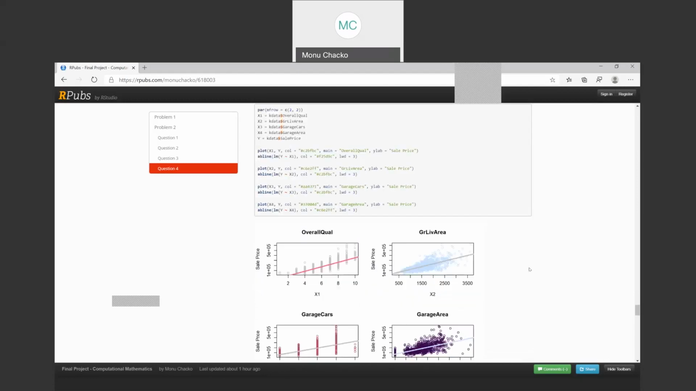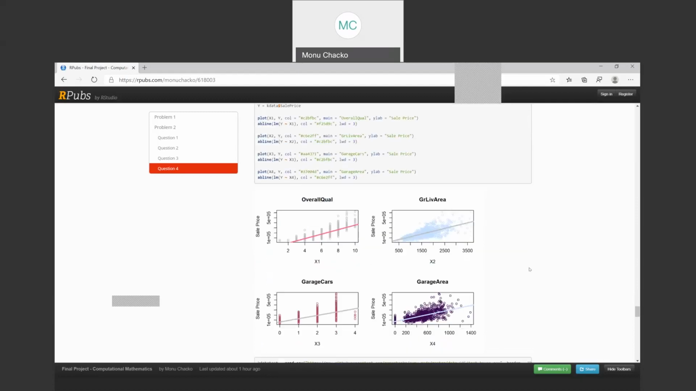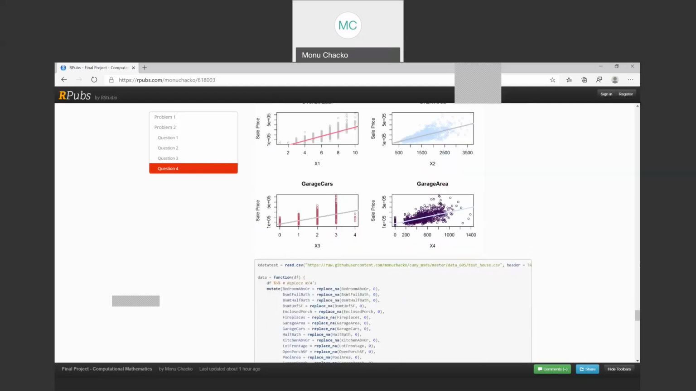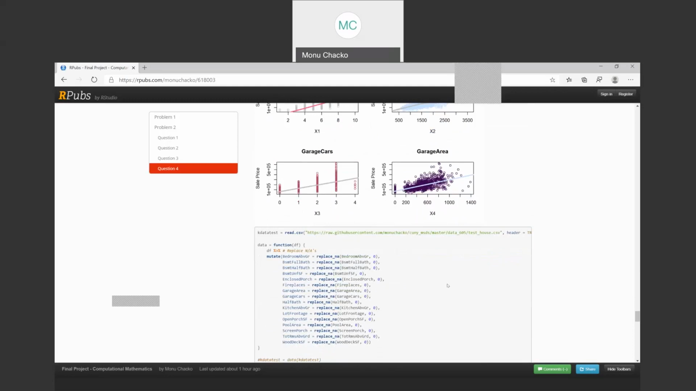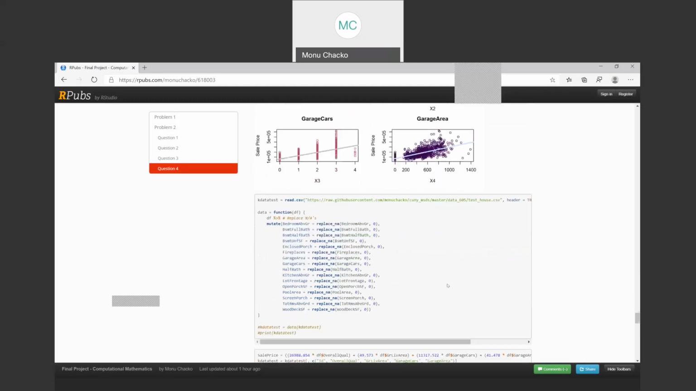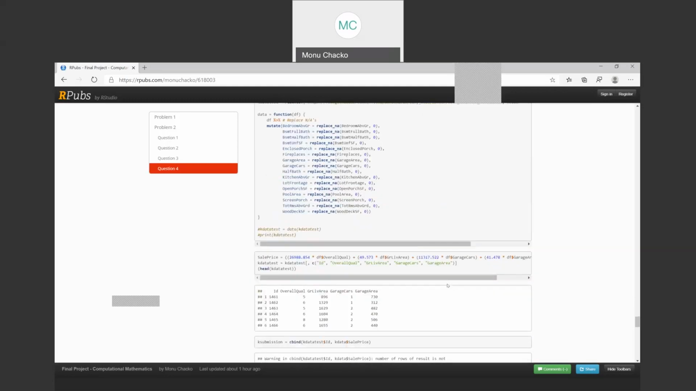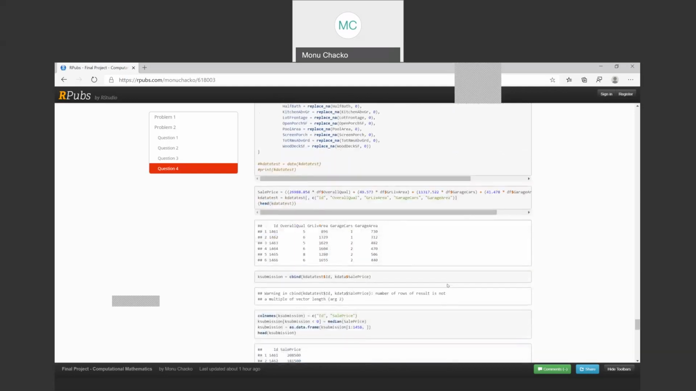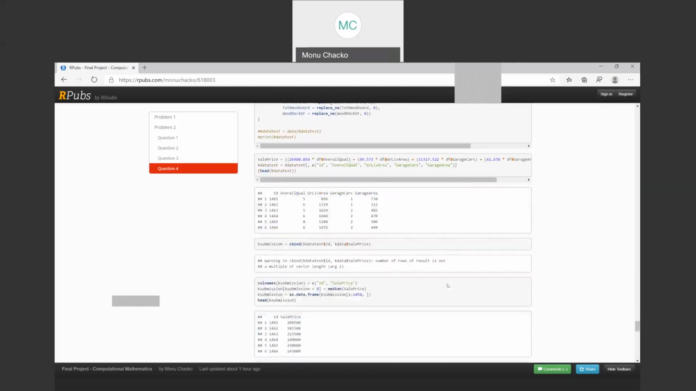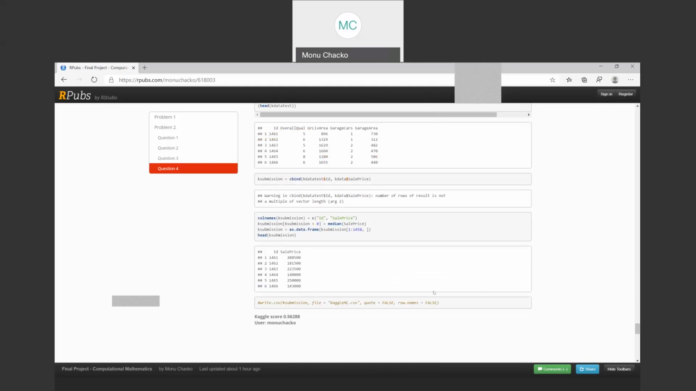This is a visual representation of the plots, so it's easy to look at in one shot. We smoothed the data further, and we ran the test and submitted. The score that I got was 0.56. Obviously, it could be better.